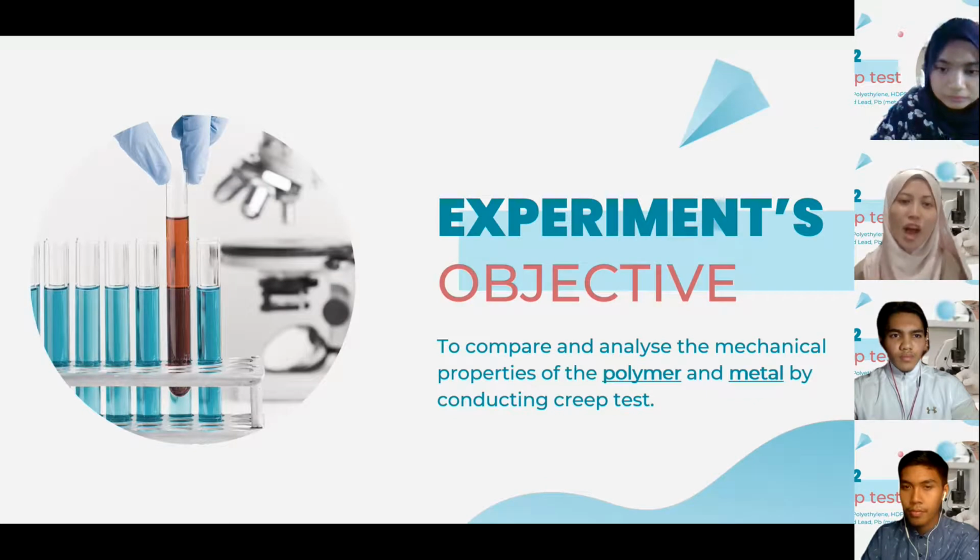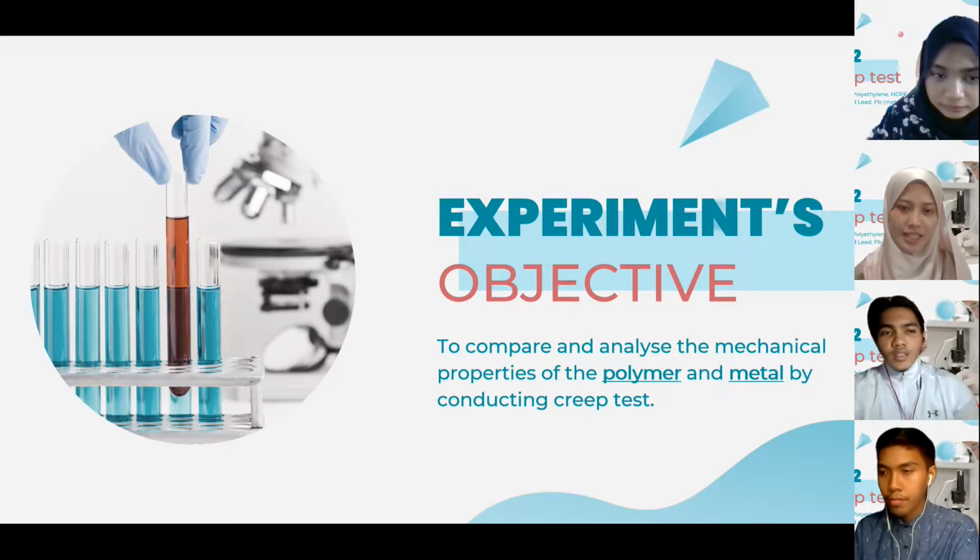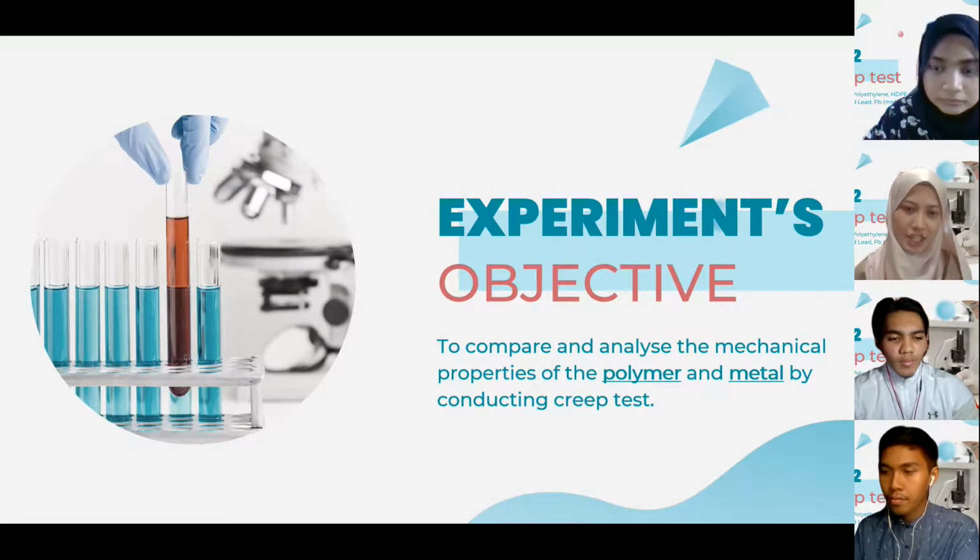In Lab 2, our experiment's objective is to compare and analyze the mechanical properties of the polymer and metal by conducting creep tests. So the polymer we chose is high-density polyethylene, HDPE, while the metal is lead.